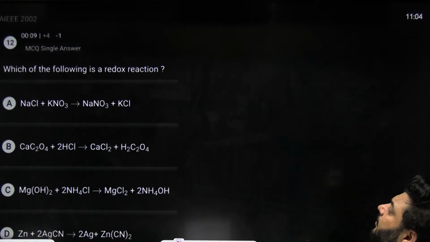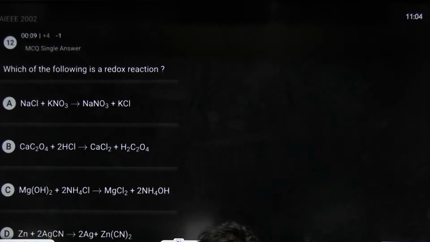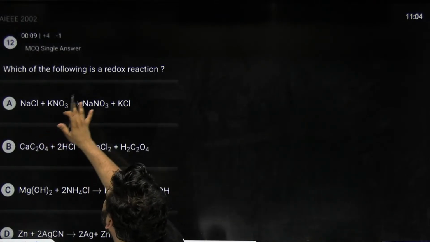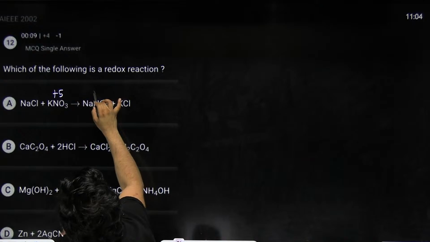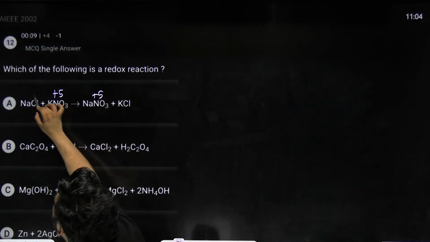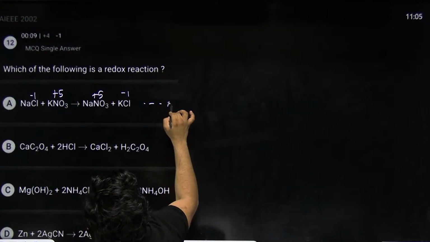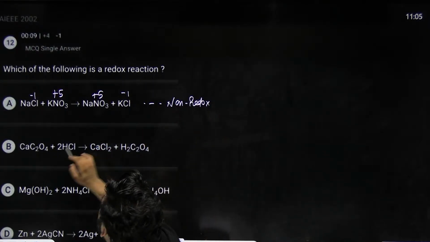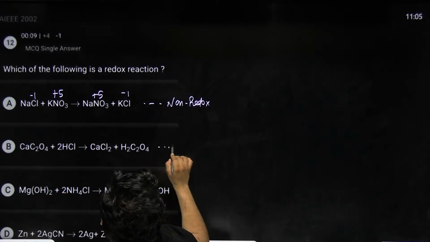Which of the following is a redox reaction? So this is your NaCl. Just check out their oxidation states, okay? Not a problem. A double displacement reaction only, guys. So -1, -1, and nothing changes. It's non-redox. And CaC2O4, this is another non-redox.